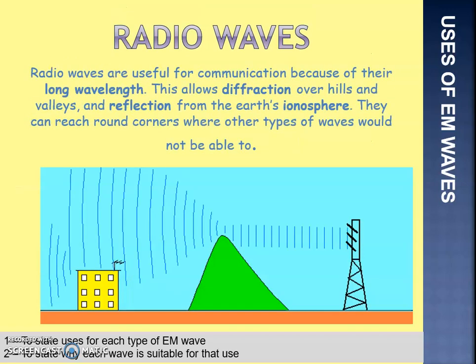Radio waves are really useful for communication because of their long wavelength. It allows something called diffraction to take place that you can see on the diagram. It also allows reflection from the Earth's ionosphere. This means the waves can reach round corners where other types of waves would not be able to. It can bounce off the ionosphere around the outside of the Earth and reflect back down onto the Earth. Diffraction means it spreads out when it comes to small gaps like above a hill.